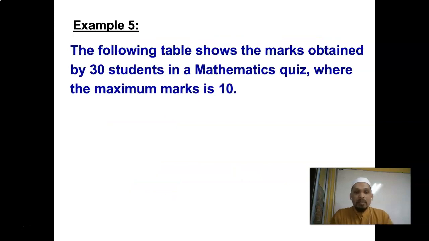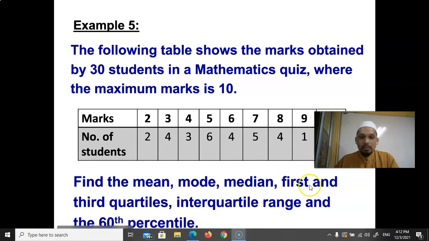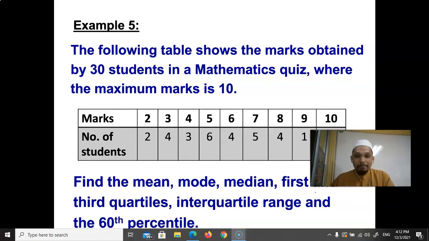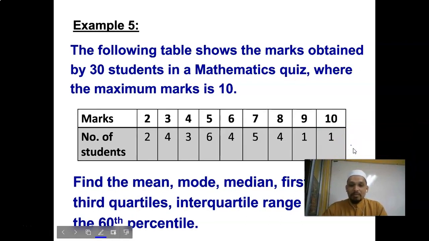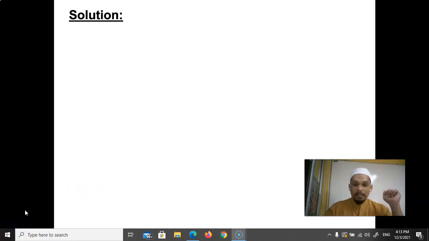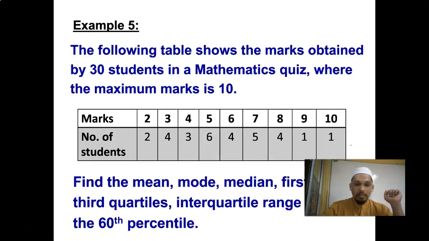So the following table shows the marks obtained by 30 students in a maths quiz, where the maximum mark is 10. So find the mean, mode, median, first and third quartiles, interquartile range, and 60th percentile. Okay, are you all ready? Okay, let's continue. Before that, because we are on the next slide, please look at this table.